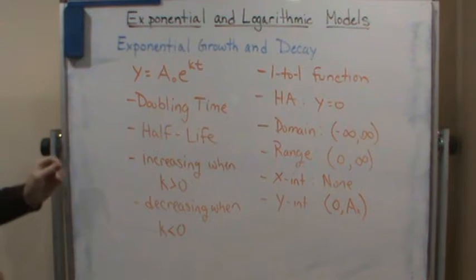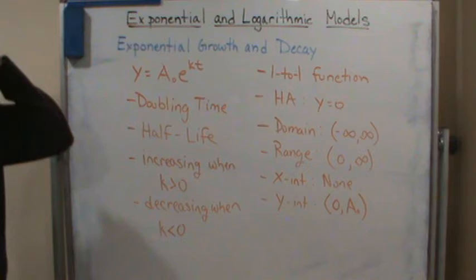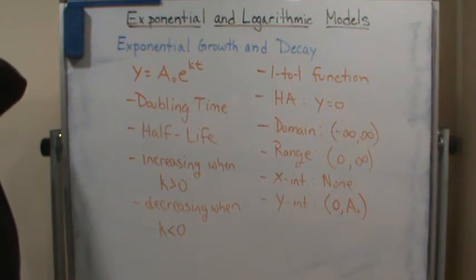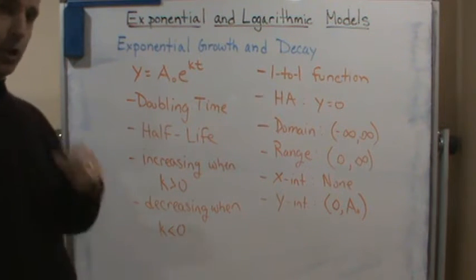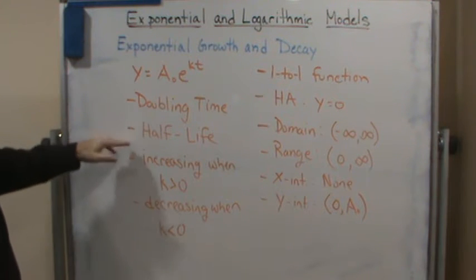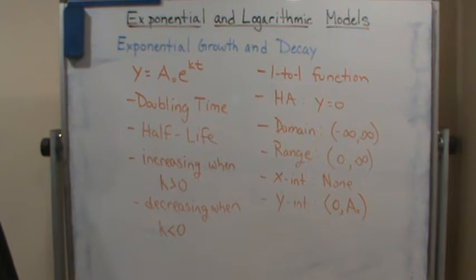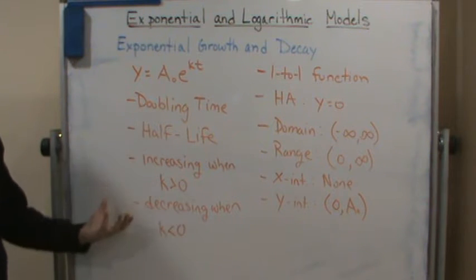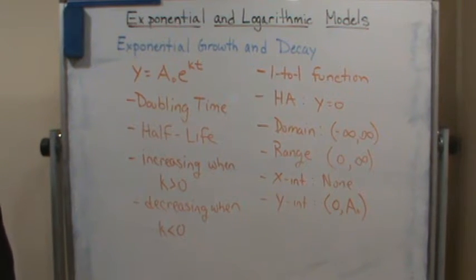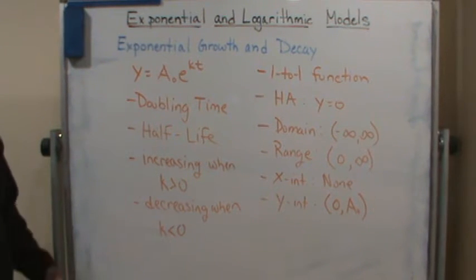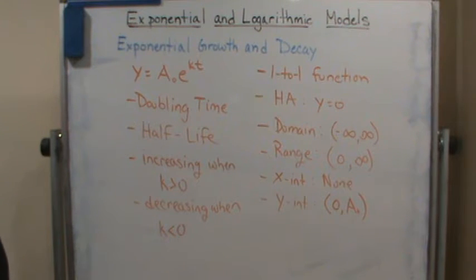Some of the other things we're going to talk about is something called doubling time. We've talked about half-life. Doubling time is the amount of time it takes for something to double in size, population, or quantity. Half-life is the amount of time it takes to have half of what you started with. Again, radioactive decay: we talk about the half-life of carbon-14 or uranium-238, or 235, which we found was huge.